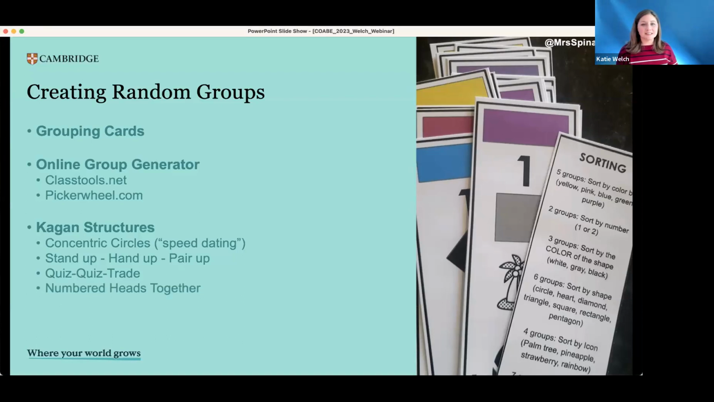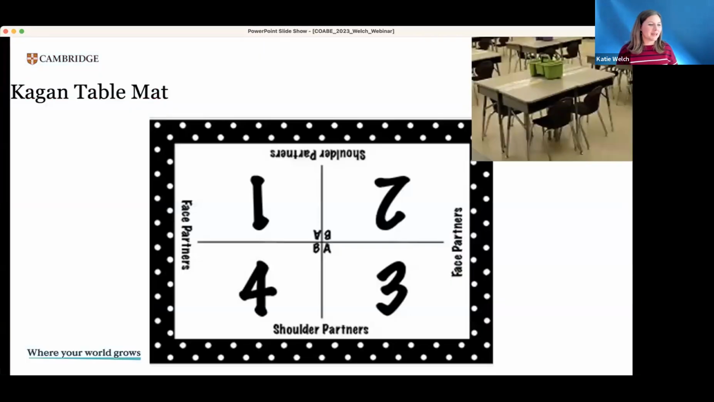So anyway, lots of things, numbered heads together. There are many Kagan structures. You can Google this and find a million ways to do this.